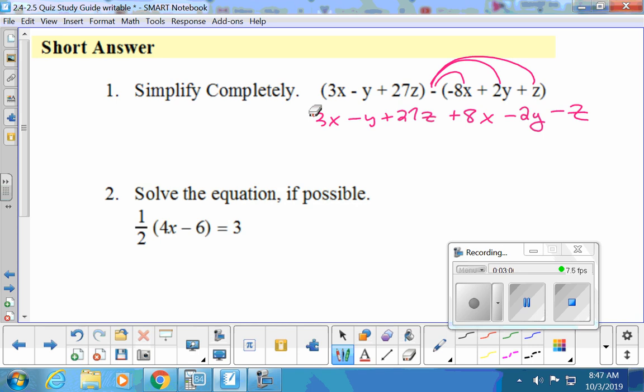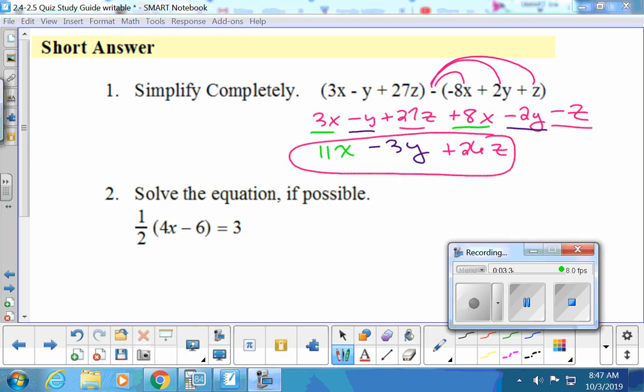And now I like using colors to collect my like terms. Let's have my x's be green. Those can combine. What would it give me? Good. How about my y's can be blue? What would those two give me? Negative 3y. And then how about my z's be pink? What would that give me? Yep, good.